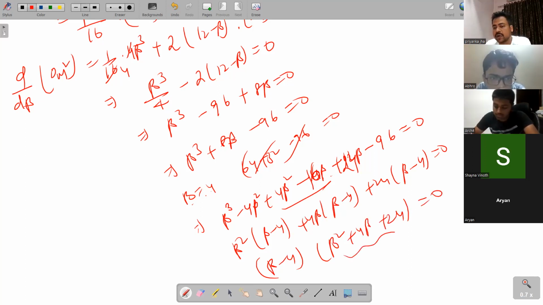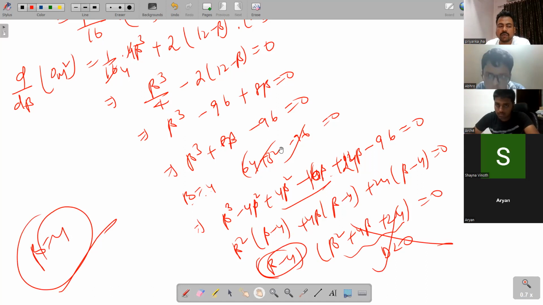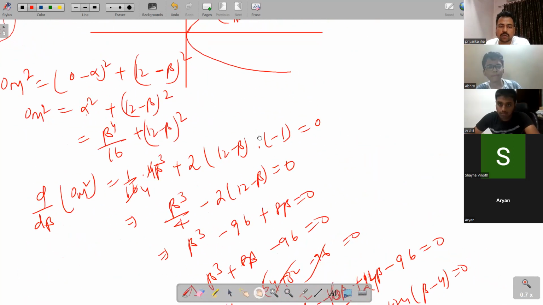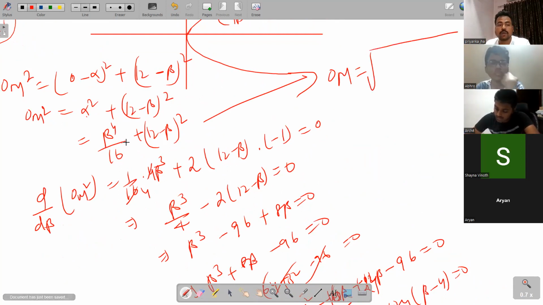Now you can see that this quadratic has negative discriminant. So there is no root from here. So there is only one value of beta possible, that is beta equal to 4. So we found beta equal to 4. For this beta, we can get the minimum value. After differentiating, we got beta equal to 4 will give you the minimum value, and put beta equal to 4 over here. So OM is the minimum for what value of beta? Beta equal to 4. So square root of that, put beta equal to 4.